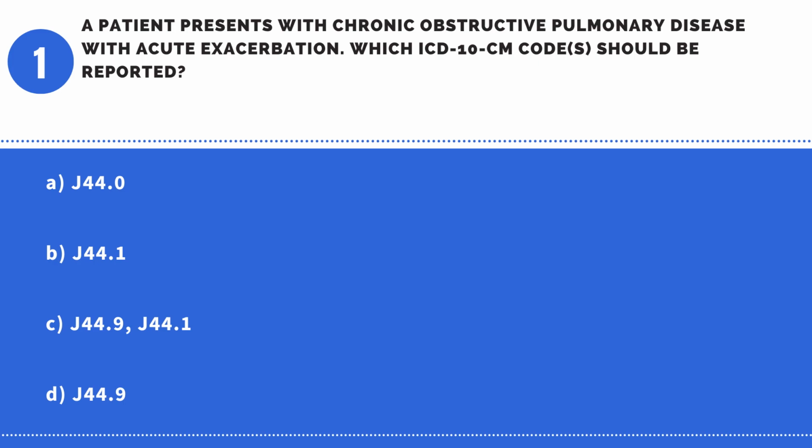Question 1. A patient presents with chronic obstructive pulmonary disease with acute exacerbation. Which ICD-10-CM code should be reported? A. J44.0. B. J44.1. C. J44.9, J44.1. D. J44.9.